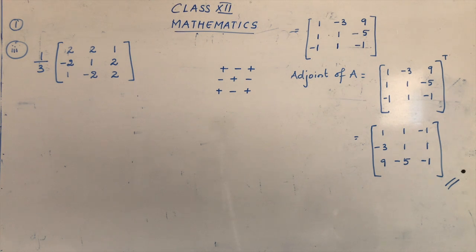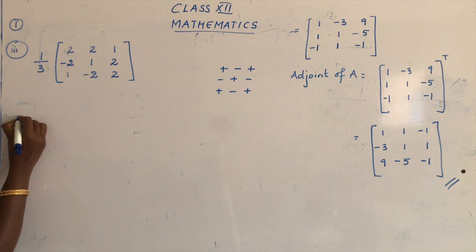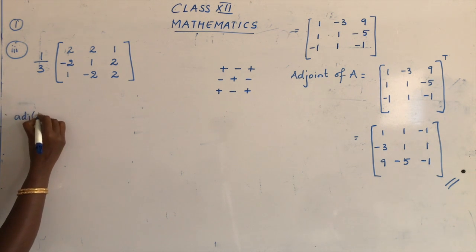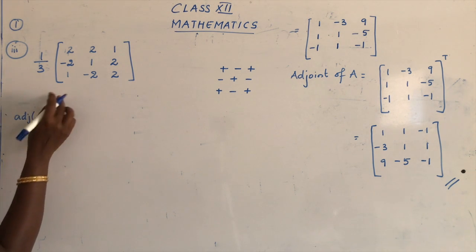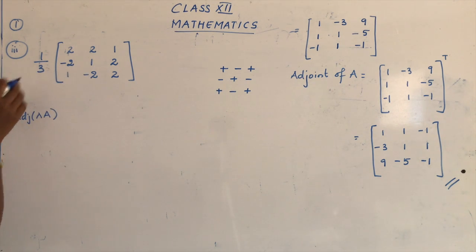But here, comparing your first sum and second sum, there's a small change over here. That is, now this particular matrix is in a different form. So how to do? Let's see here. You people have to apply one particular formula, the adjoint of lambda A. Actually, it's given in this matrix because here the matrix alone is not given. Along with that, one particular number is given to you. That is, we can consider that number as lambda.